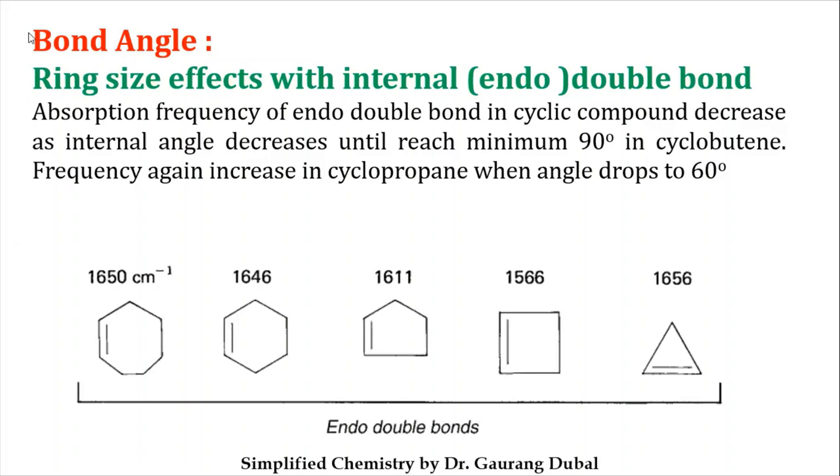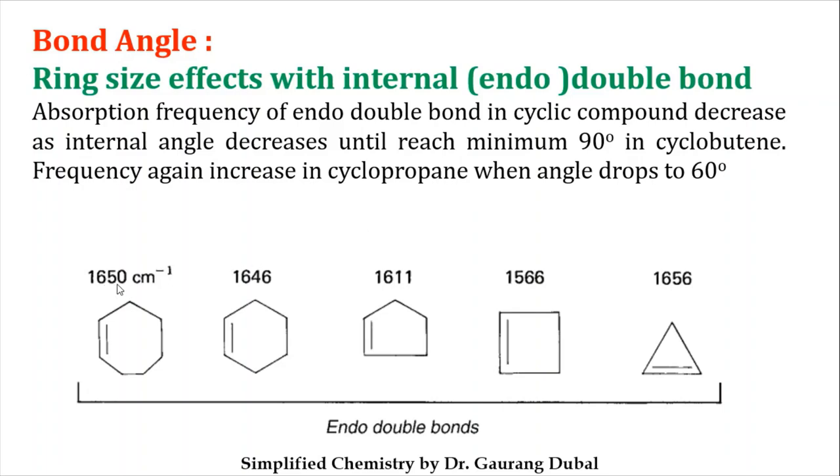The next point, bond angle. See, bond angle is mattering. Why? Because we are going to see by examples the ring size effect with an internal, that is endo, double bond, inside. Endo means inside the ring, not outside the ring, but in the ring, right? Now, the absorption frequency of an endo double bond, you can see in this structure, inside double bond, in this structure also inside, each and every one, inside double bond means endo double bond, in a cyclic compound decreases as the internal angle decreases until it reaches 90 degrees.